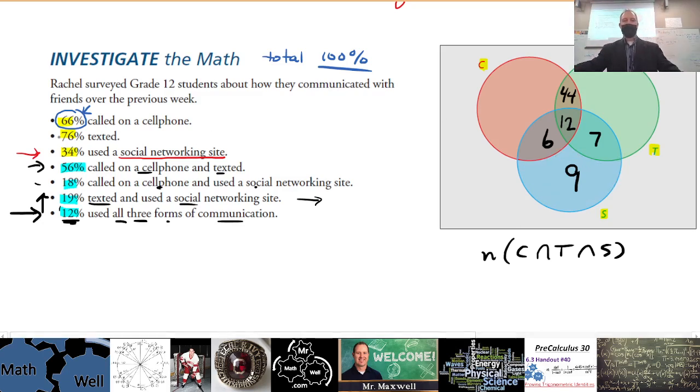All right, let's keep going with that. And 76% texted. So I need to add up these three numbers that I already have, and then a leftover part will be adding up to 76. So 44 and 12 is 56, and 7 is 63, and then this would be 13 to get to 76 in total. And finally, 66%, so that's 56, and 6 is 62, so it looks like only 4% used a cell phone only. Okay, anybody have any questions?